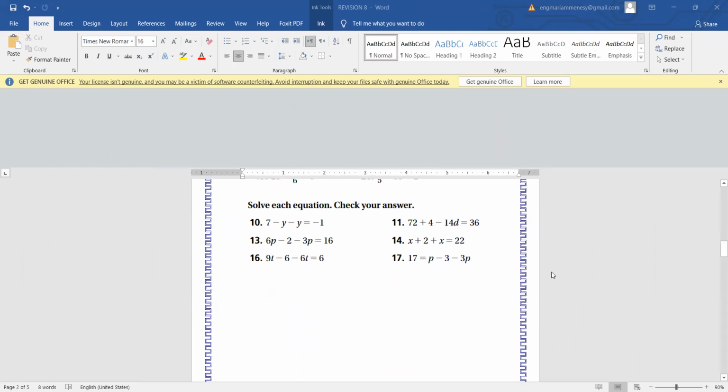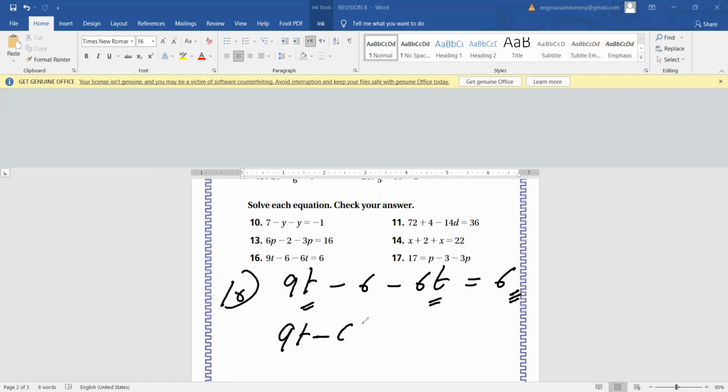Okay, I'll solve here number 16 and 17. Number 16: 9t minus 6t minus 6 equals 6. The variable exists on one side, my dear, okay? Don't get confused. The variables exist on one side. Then 9t minus 6t first, then minus 6 equals 6.